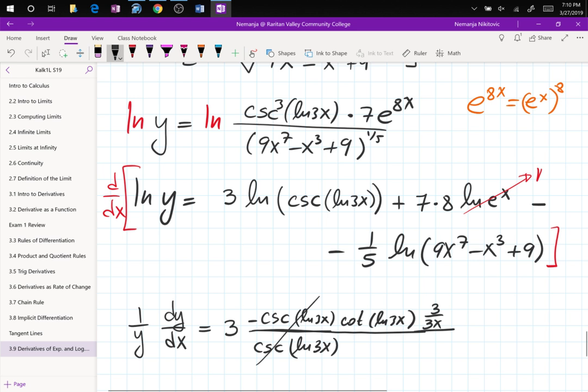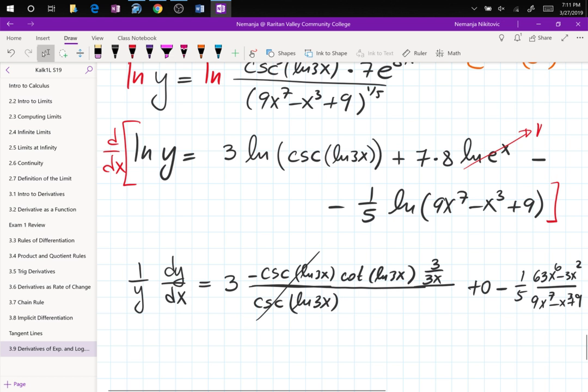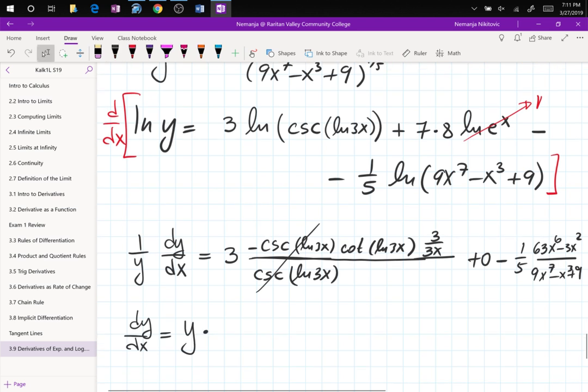The derivative of 56, 7 times 8, that's 0. So we can say plus 0, minus, and here's my 1/5. 9x to the 7 minus x cubed plus 9 in the denominator. Derivative of it on top, 63x to the 6 minus 3x squared. Done. So dy dx alone is equal to y times, now this 3 and 3 will cancel here.